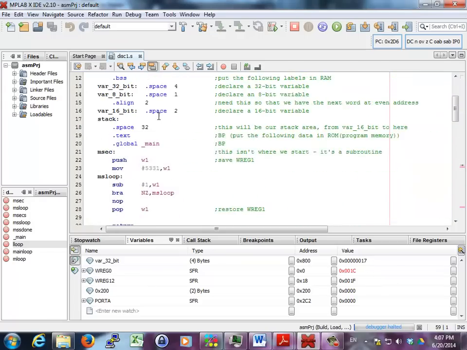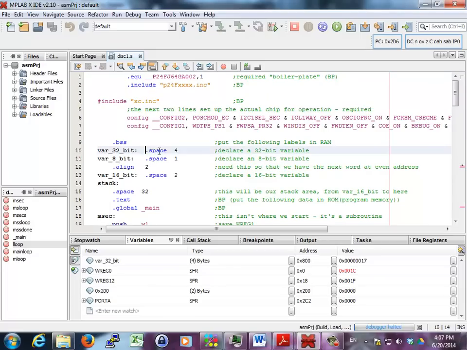Let me go up there. Yeah, so the Mac compiler didn't understand that this .space 4 really means that the variable is a 32-bit variable. The Mac compiler only assumed that we are saying reserve a space of 4, but it didn't associate this space 4 to the type of the variable var32-bit. So in my Mac compiler, when I said var32-bit down here, it just went ahead and used it as a word and showed only 0017.